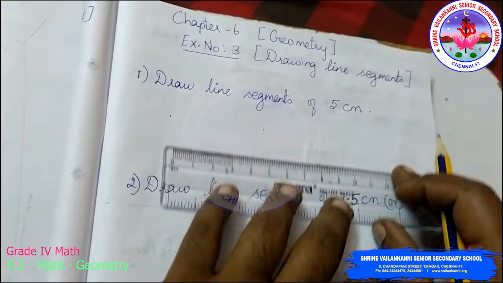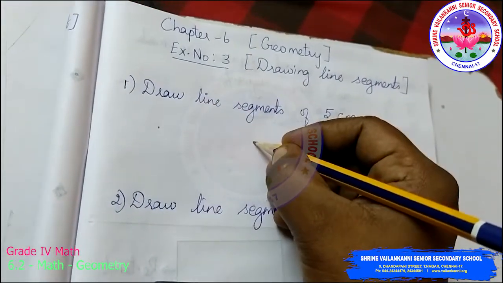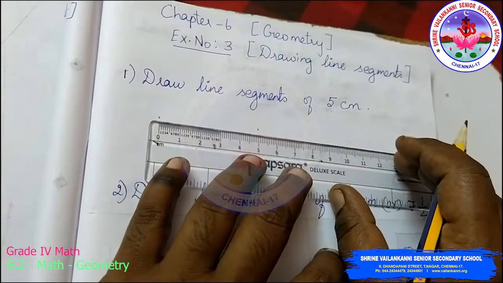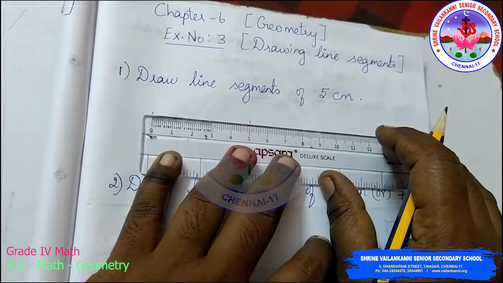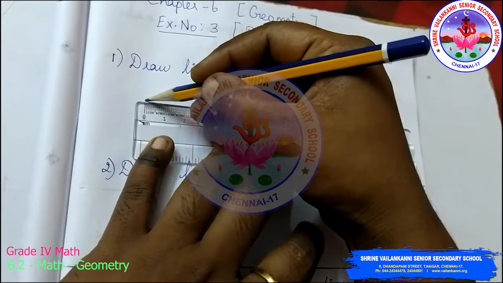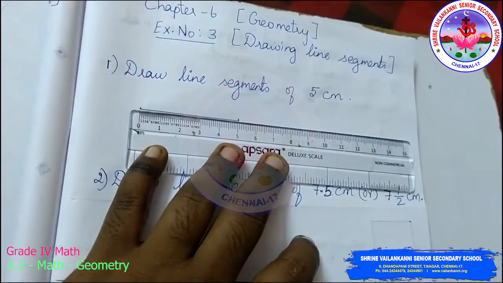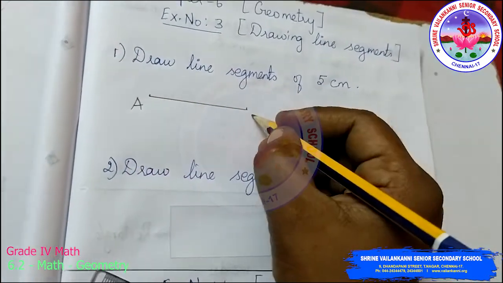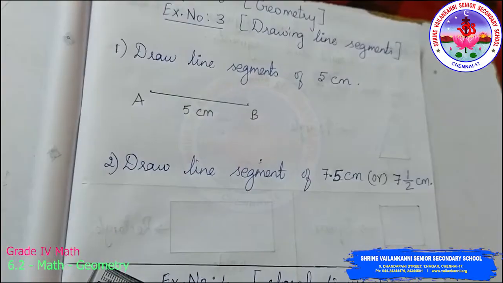Okay, just remove the scale. Once again check whether you have given a correct dot. Just place it again at the 0 and 5 and draw a line segment using your pencil. Then remove it, give a name for the starting point and ending point, and write 5 centimeter.